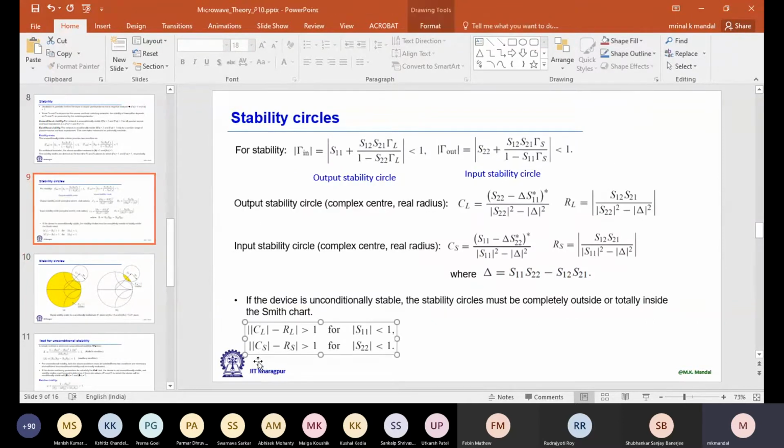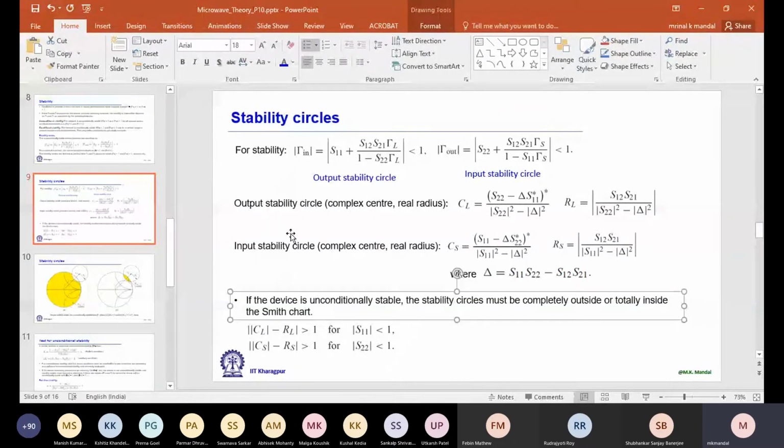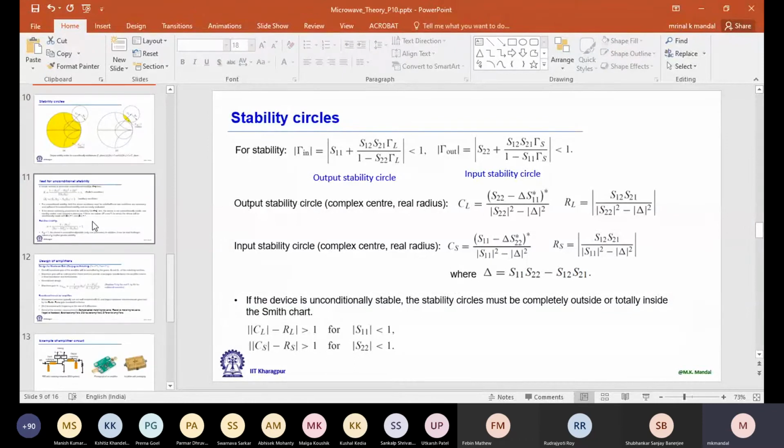Or mathematically, then we can write down magnitude of CL minus RL greater than 1 for S11 less than 1, and magnitude of Cs minus Rs greater than 1 for S22 less than 1, for the output stability circle and for the input stability circle. Well, so that's how actually we can use Smith chart to find the stable region in general.